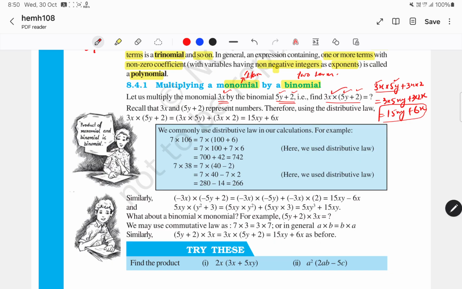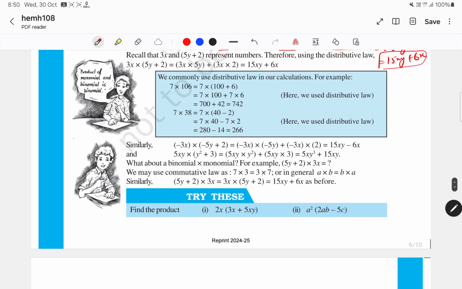Okay, now we can take various examples to write. If we write this using the distributive law for our calculation, for example, this is a bracket. In the distributive law, the first term is multiplied with both terms in the bracket, 100 and 6. So we multiply first with 100 and then with 6, and we write the answer. It's the distributive law: we distribute the first term over both terms in the bracket.